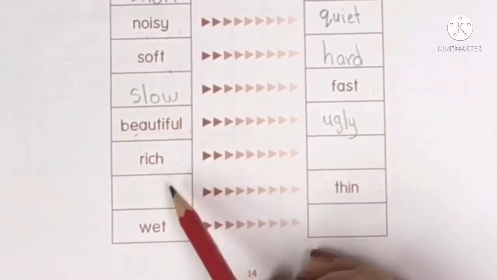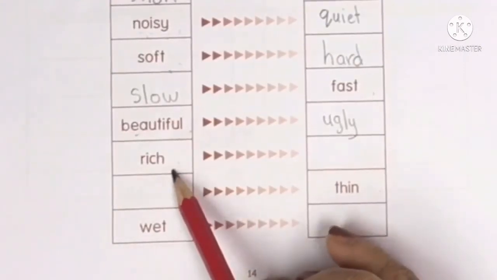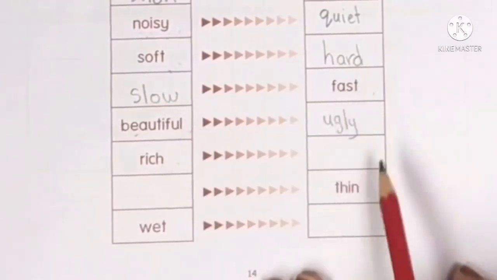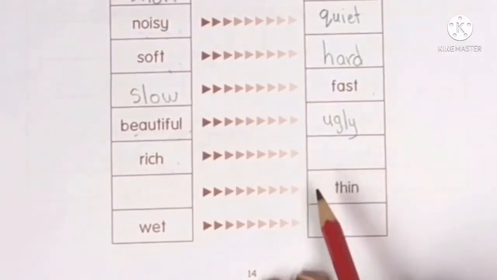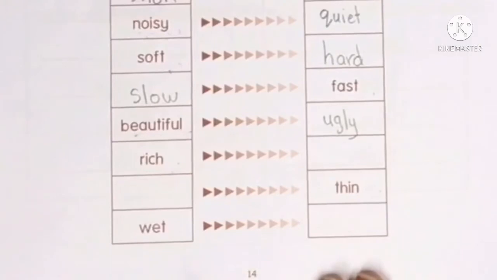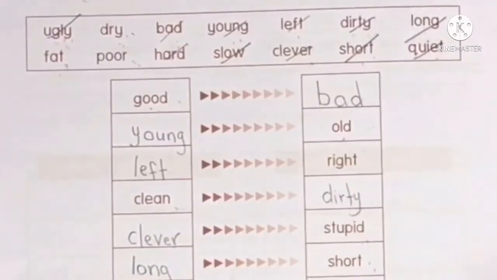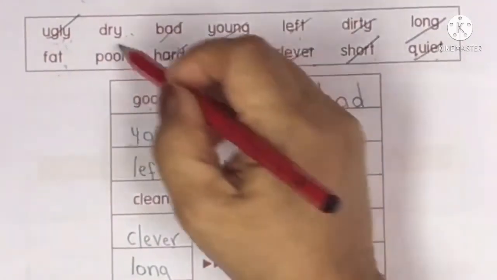The next one, rich. A person who has a lot of money is rich. So, a person who really does not have any money at all, what do you call that person? What kind of a person is he? Is he dry or is he poor? Poor.